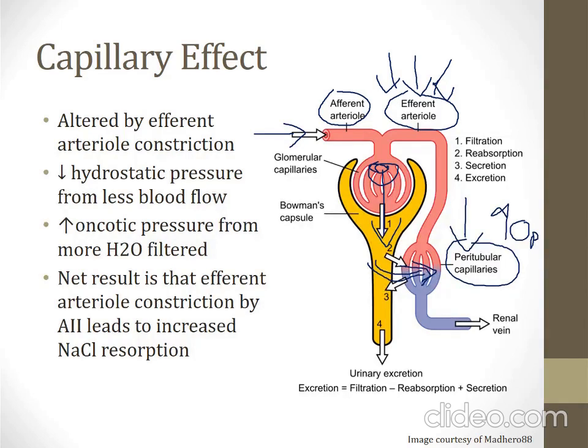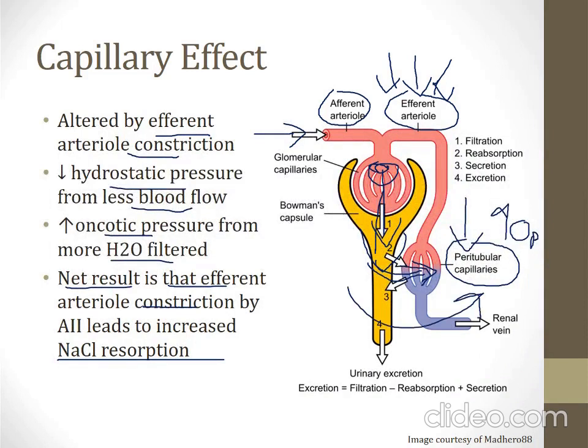So I've summarized these points on the slide. The efferent arteriole constriction of angiotensin II lowers hydrostatic pressure in the peritubular capillaries from less blood flow beyond the constriction. It also raises the oncotic pressure because more water is filtered in the glomeruli and more concentrated proteins are present in the peritubular capillaries. And the net result is that the efferent arteriole constriction by A2 leads to more sodium and chloride resorption. So even though you are driving more fluid and more salt and water into the nephron, you are then reabsorbing more of it, so that the net effect of angiotensin II is the retention of sodium and water, which is what you want in a low blood pressure or low blood volume state.